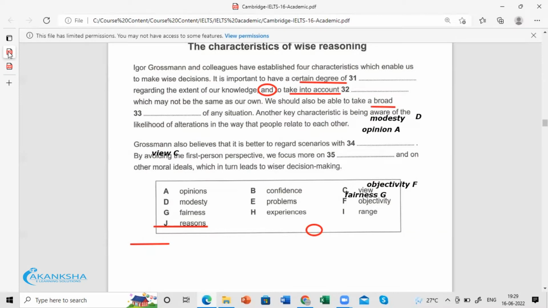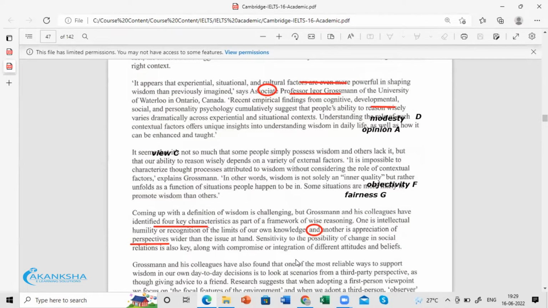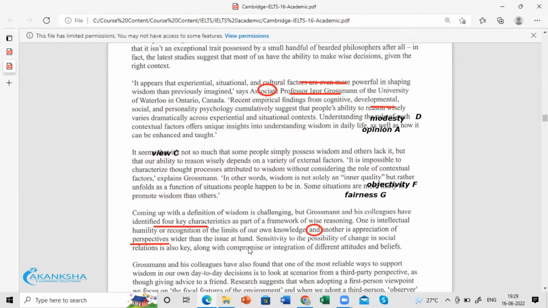So, take a broad dash of any situation. Okay, and look at the start of the sentence: we should also be able to take. That's the beginning of a new sentence. And here also it could be the new sentence or it could be the same sentence. Perspectives wider than the issue at hand.